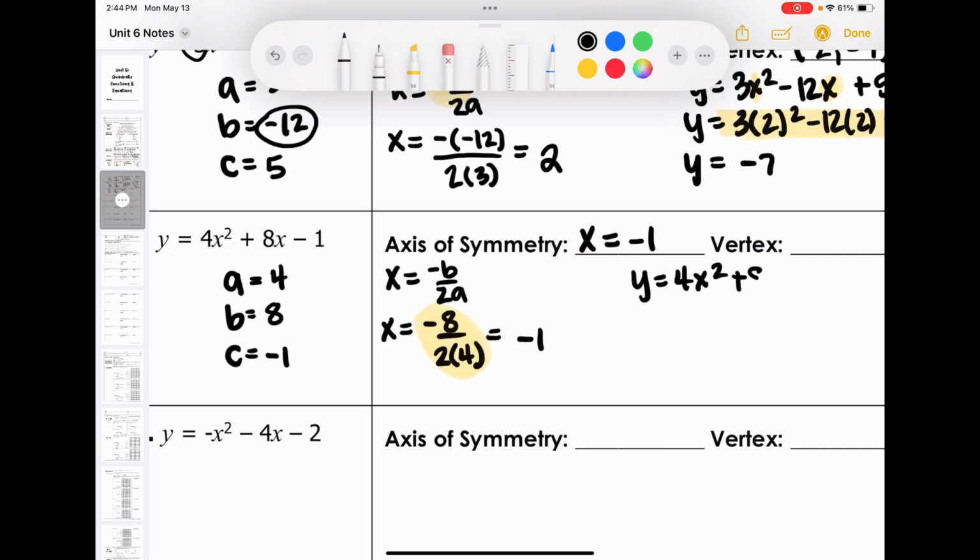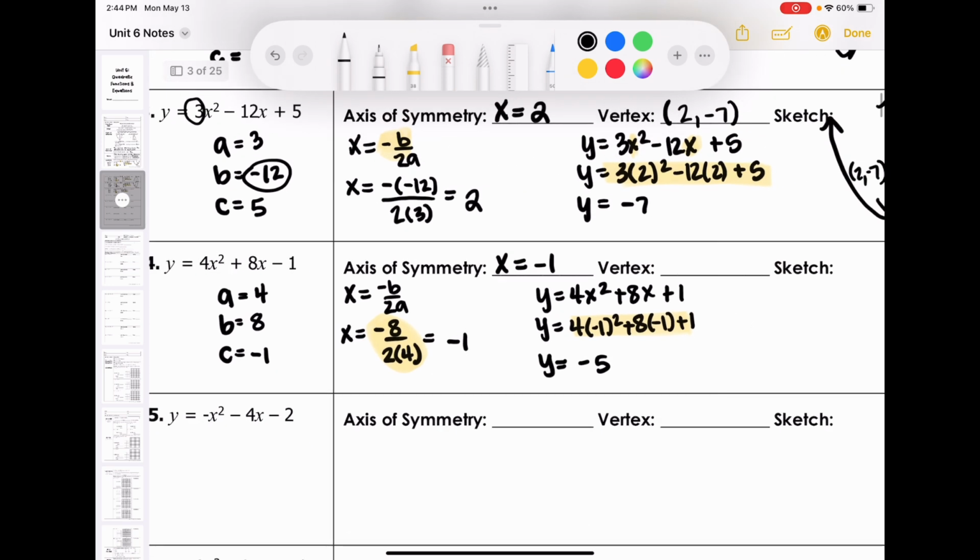Now I'm going to take my equation, and wherever there is a letter x, I'm going to replace it with a negative 1. So when I type that into my calculator, I should get negative 5. So my vertex is negative 1, negative 5.